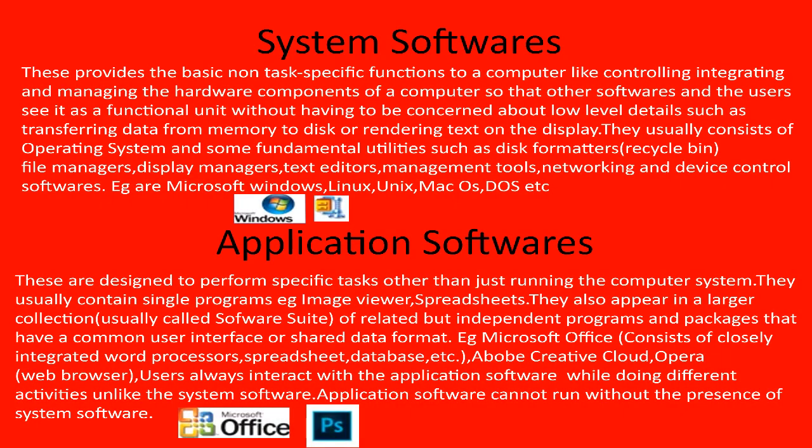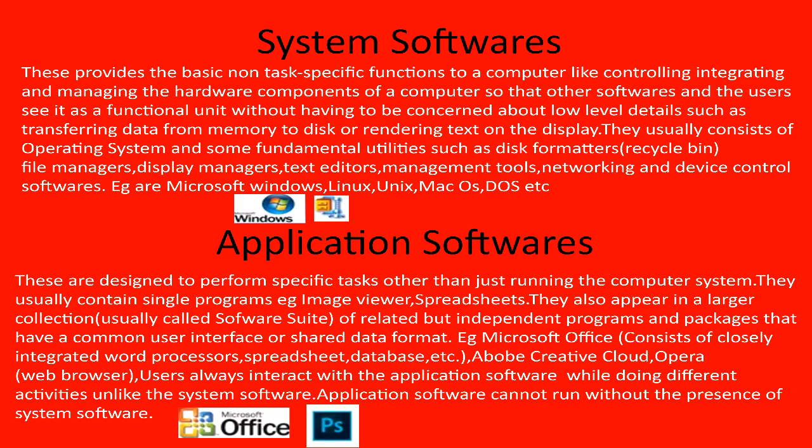So let's explain this in a broad way. The system software performs specific tasks such as coordinating, integrating, and managing the hardware components of a computer, so that the other software and the users can see it as a functional unit without being concerned about the low-level details. Basically, the system software controls and coordinates the hardware components as well as the other software. For example, we have Microsoft Windows, Linux, and Unix. All these are system software.